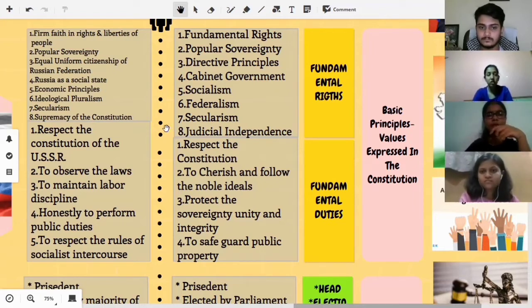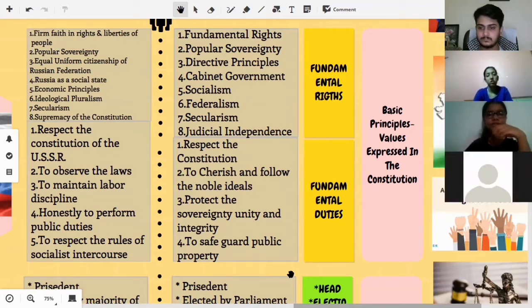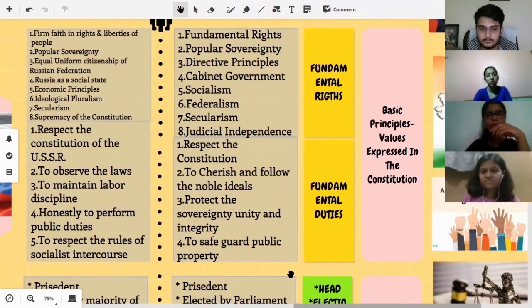Now, some of the fundamental duties in the Constitution of Russia. Respect the Constitution of the USSR, to observe the law, to maintain labor discipline, honestly to perform public duties, to respect the rules of socialist intercourse. And that of India: respect the Constitution, to cherish and follow the noble ideas, protect the sovereignty, unity, and integrity, to safeguard public property.